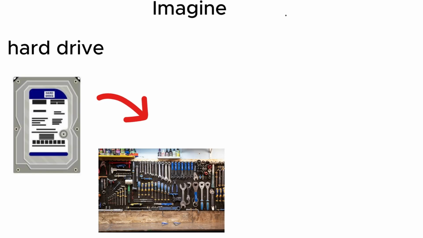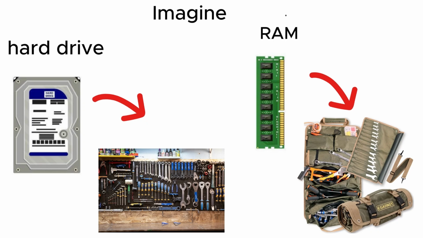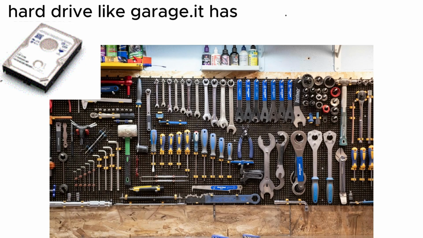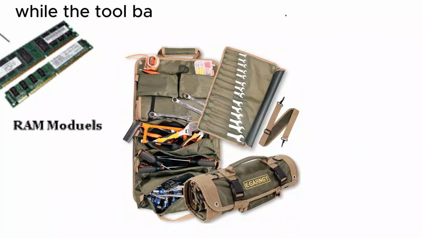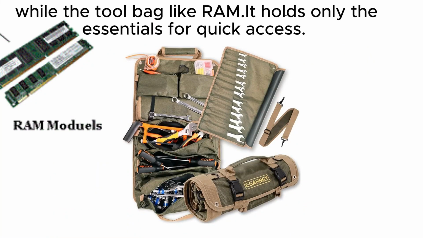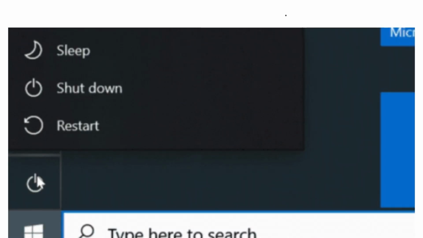Imagine the hard drive as a garage full of items, and the RAM as your tool bag. The garage has everything, but it takes time to find what you need, while the tool bag holds only the essentials for quick access. Unlike the hard drive, RAM clears all data once the computer is turned off.